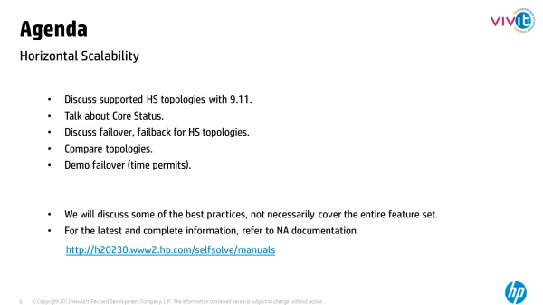Then we'll talk about the core status. This is very important because before 9.11, there was no clean way to display the core status in the NA console, so we'll spend some time on it. Then we'll get into the failover and failback for the HS topologies. Then we'll compare the topologies and see which one fits your environment, because every environment and every user is different. You can figure out the best topology that suits your environment.